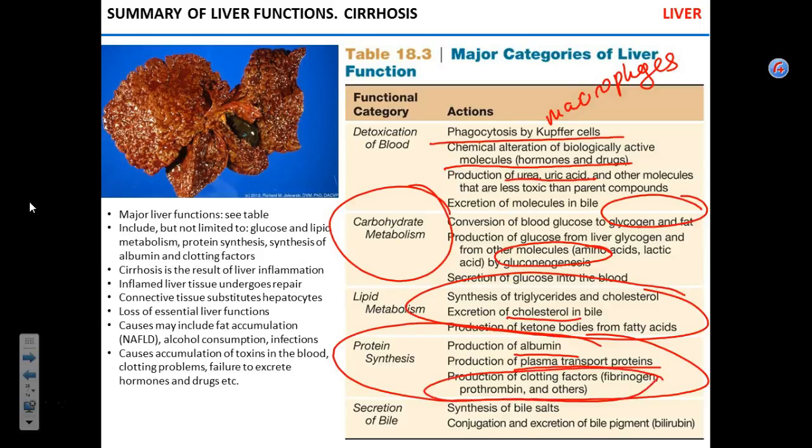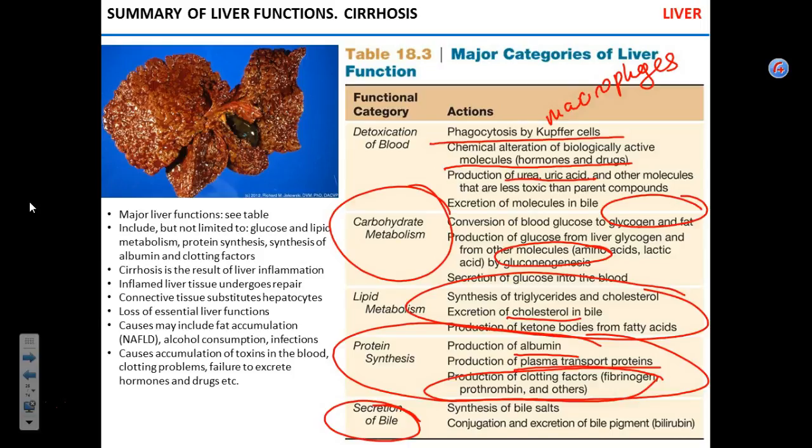Clotting factors. Coagulation proteins. Does that make sense? And yes, bile is the liver production. I'm not going to ask about specific pathways just yet, but if I ask you what is the function of liver, you have to recognize clotting factors, albumin production, glucose conversion, back and forth, okay? Storing energy from glucose and making glucose from other sources, okay?